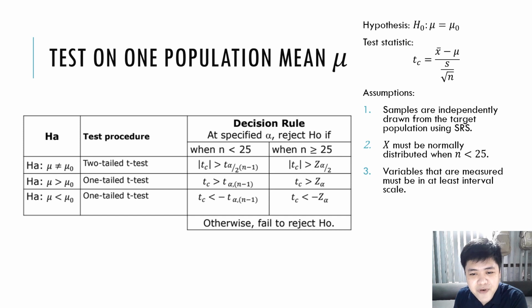Take note, for n greater than or equal to 25, we compare with the tabular value of z. The reason why is that the distribution of t when n is large actually approaches a normal distribution. So the areas under the curve are almost the same as under the normal distribution if your n is large.